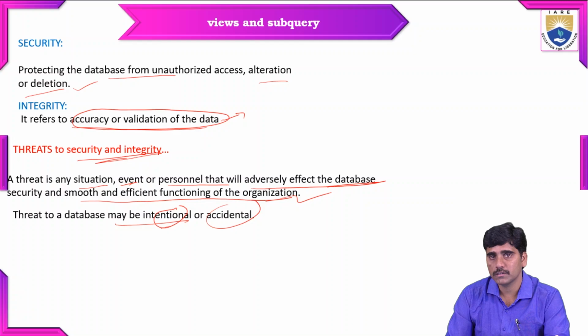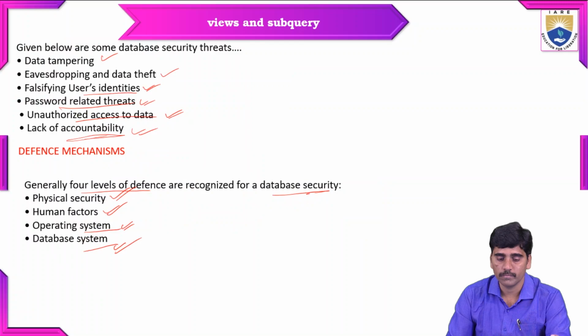And what is the importance of security? What is security and integrity? It refers to the accuracy of validation. So threats to security and integrity: threats are nothing but intentional and accidental things that are used to destroy the data. And here some are database tampering, eavesdropping and data theft, falsifying user identities, password related threats, unauthorized access to data, lack of accountability. So for all these, defensive mechanisms are also used.